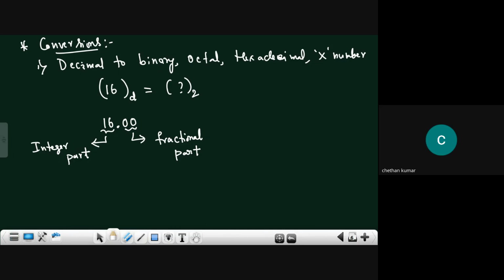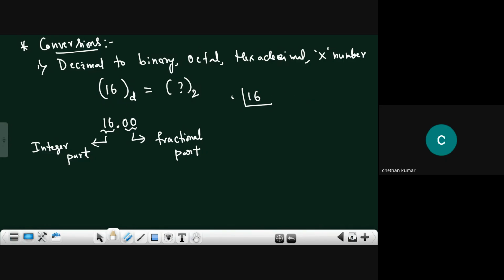Let's say I want to convert my decimal number into a binary number. What I have to do? Take the integer part. What is the integer part? 16. Divide this number by whatever the number system is. If it is binary, divide by 2. If it is octal, divide by 8. If it is hexadecimal, divide by 16. If it is X number system, divide by X.